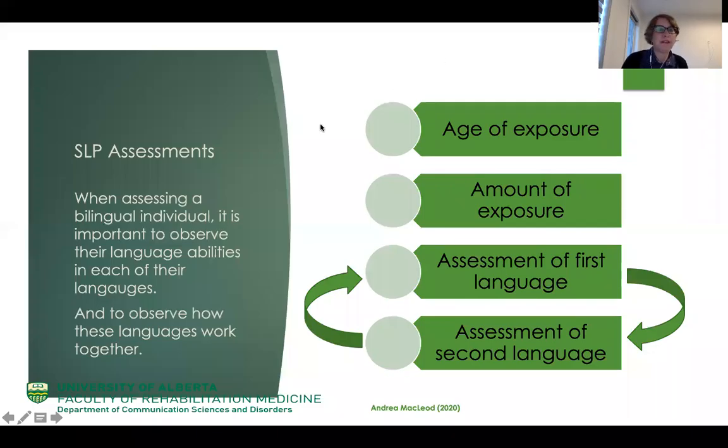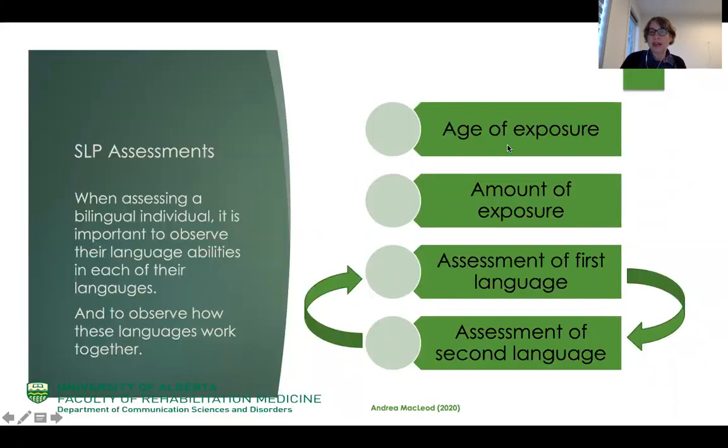Thanks for your patience. So we're going to talk about SLP assessments. When we're assessing a bilingual individual, it's important to observe their language abilities in each of their languages. And we also want to observe how these languages work together. So we don't want to just look at them as two monolinguals all in one person, but we really want to see how each of their languages work and how they work together. So some of the questions we're going to ask are questions around age of exposure.